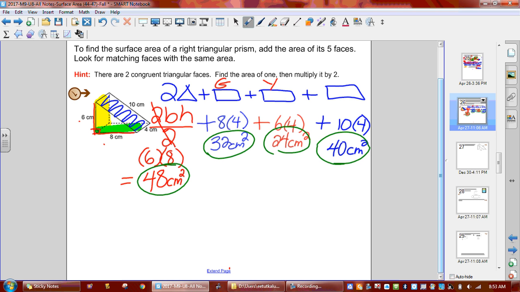And that's going to give us our complete surface area. So our surface area for this object is 144 centimeters squared.